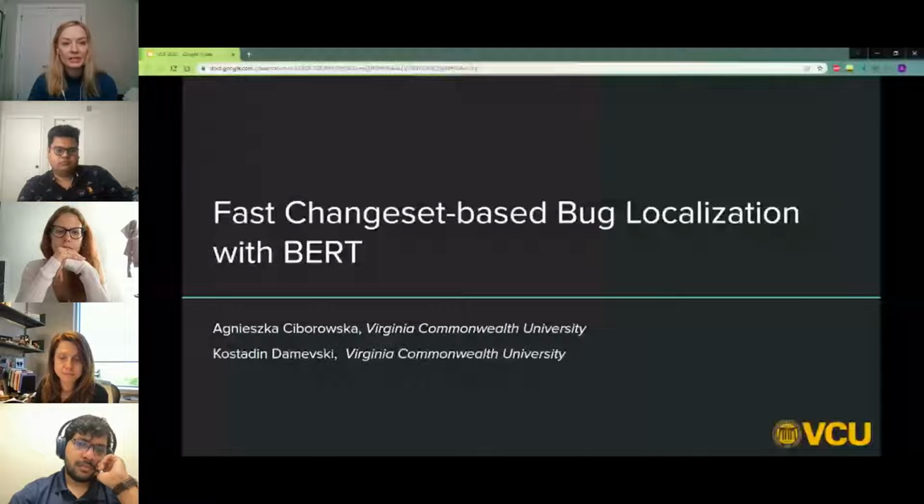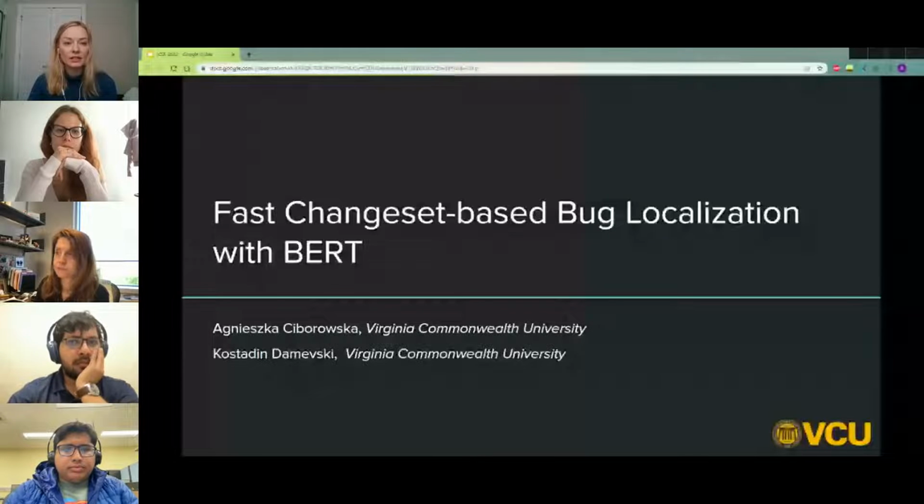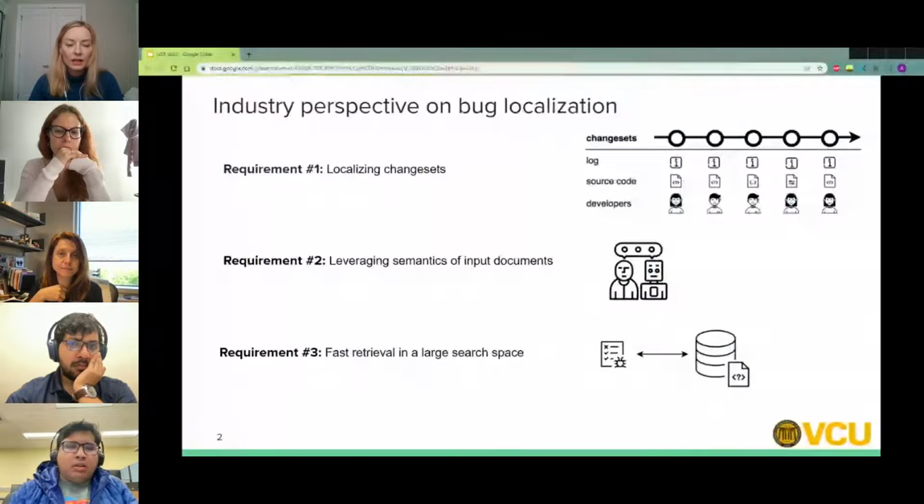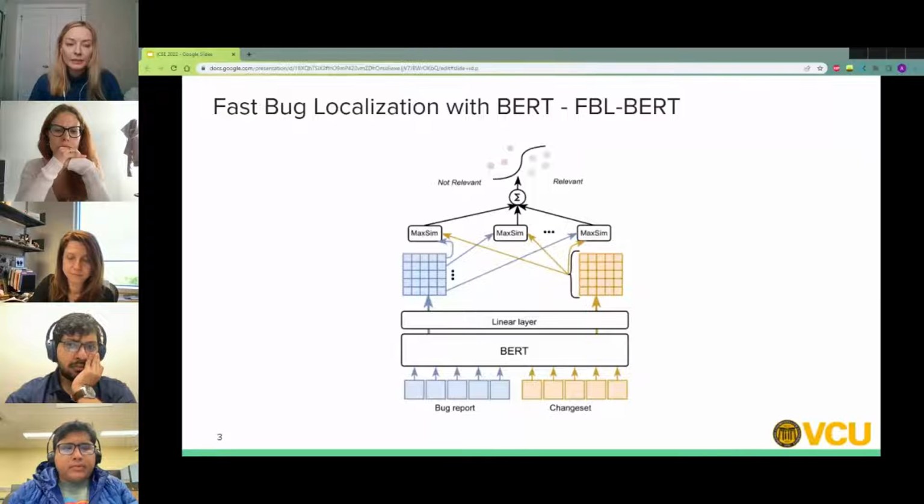Hello everyone, my name is Agnieszka, and let's start with fast change set-based bug localization with BERT. In this paper, we propose a bug localization tool that focuses on 3 things. First, we want to locate bug-introducing change sets or commits. Secondly, we want to capture semantics of input documents, and finally, fast retrieval. This essentially means we want to quickly localize relevant change sets and minimize the time a developer has to wait for the result. To address those 3 requirements, we propose FBL-BERT.